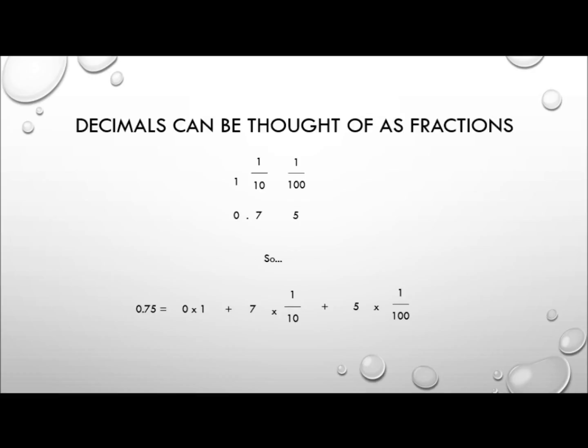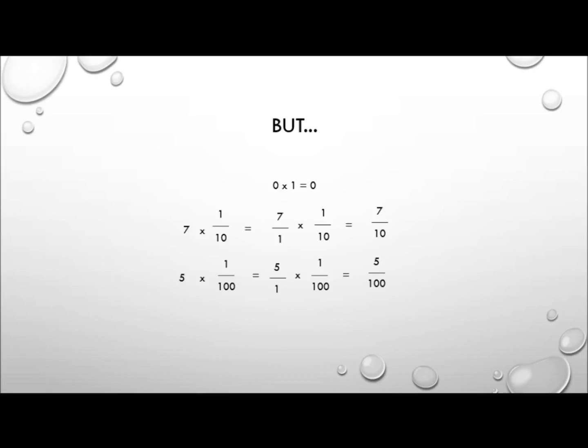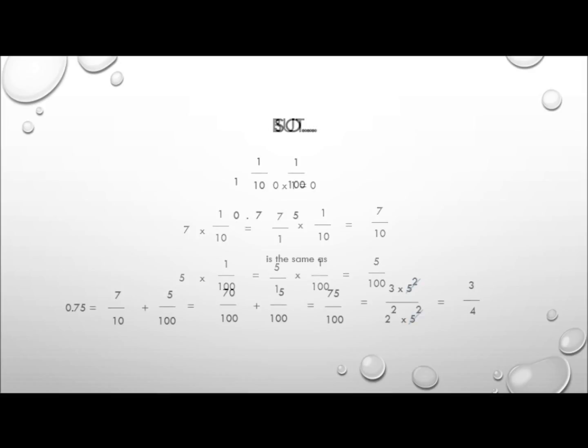0.75 can be thought of as 0 times 1 plus 7 times 1 tenth plus 5 times 1 hundredth. But since 0 times 1 is 0 and 7 times 1 tenth is the same as 7 tenths and 5 times 1 hundredth is the same as 5 hundredths, that means 0.75 can be thought of as 7 tenths plus 5 hundredths, which is 70 hundredths plus 5 hundredths, which is 75 hundredths, which simplifies to 3 quarters.